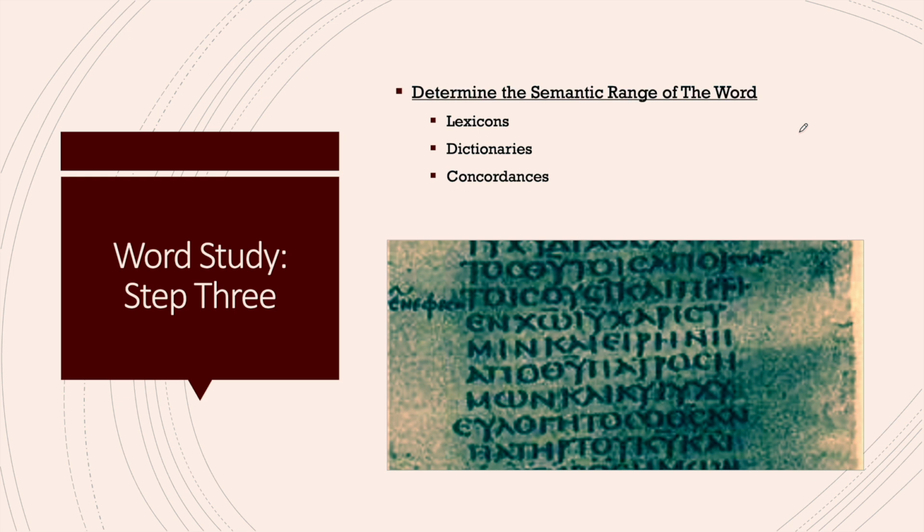The main resources that I'm going to talk about are lexicons, dictionaries, and concordances. All can be found in the reference section in Tyndale Library. Some of them are accessible online, and it's also a good idea to maybe have one or more of these in your own personal library if you wish to study the Greek text more in depth.